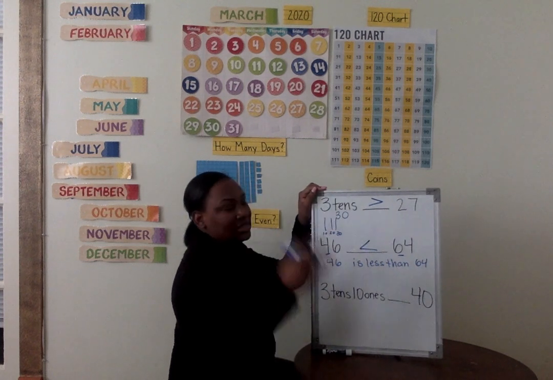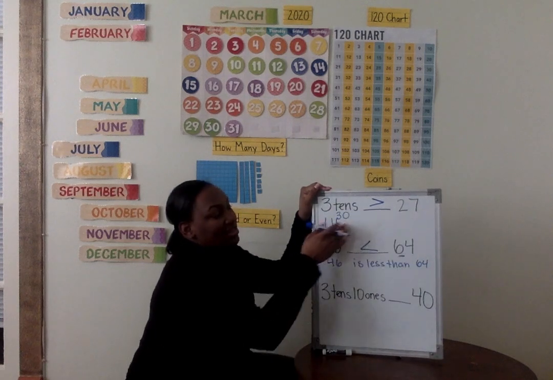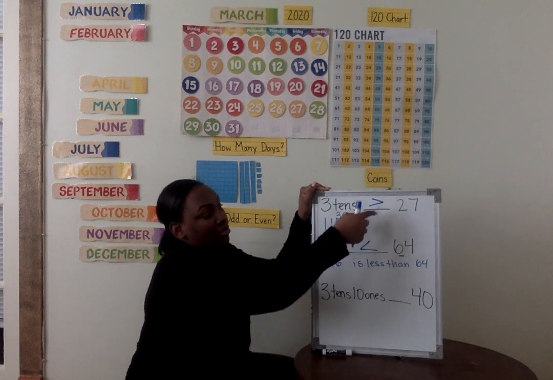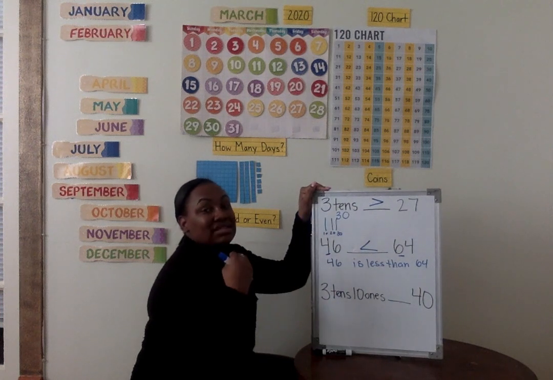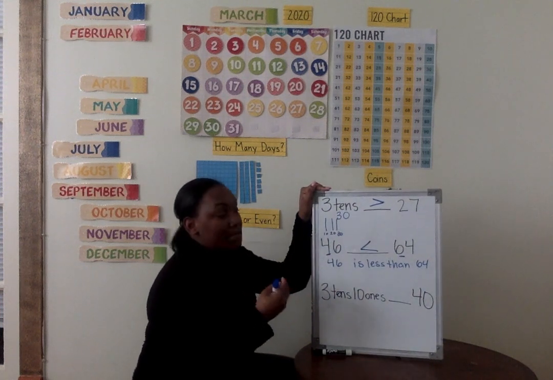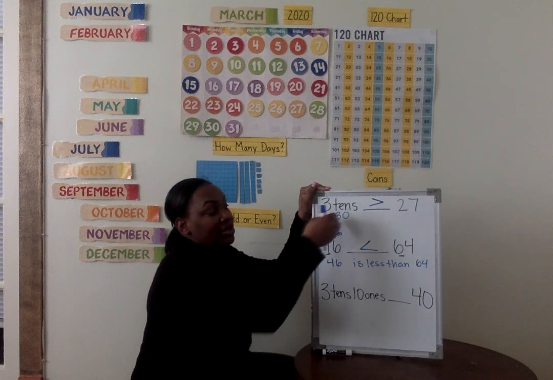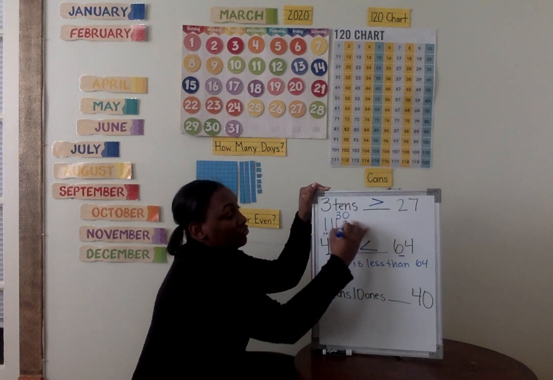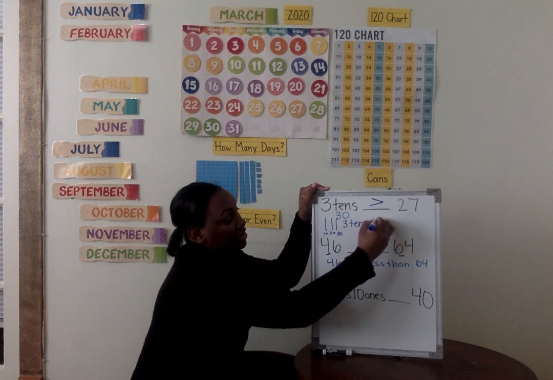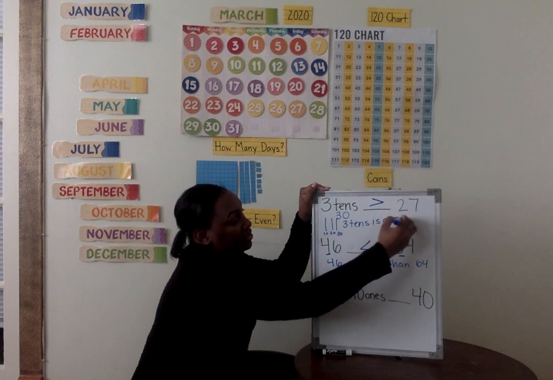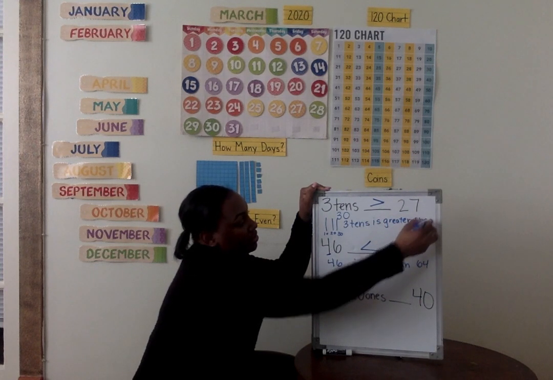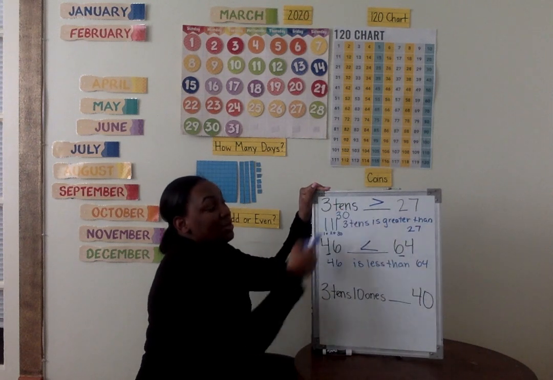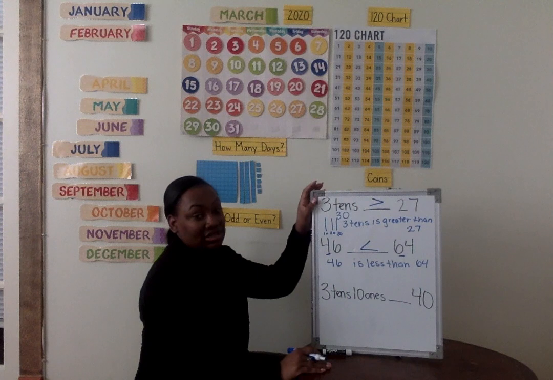Miss Ross got tricked. I forgot to do this one. Say silly, Miss Ross. How would I read this one left to right? It's showing me that the alligator mouth is eating 3 tens, so that must tell me that 3 tens is the bigger number. So how would I write this if I were reading it from left to right? I would say 3 tens is greater than 27 because the alligator mouth is open to 3 tens.